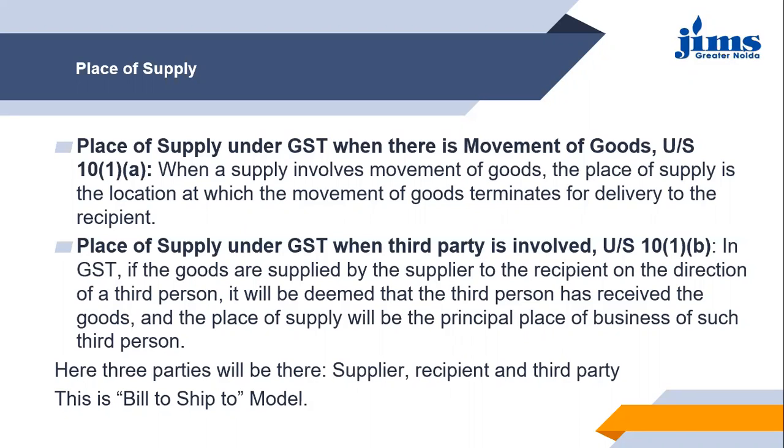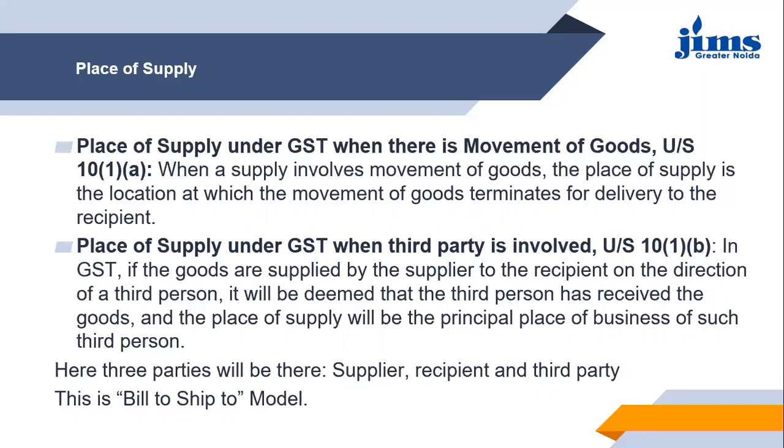So in this situation, what will be the place of supply? The recipient, the person who has ordered the goods, is in Delhi, and the person who will be receiving the goods on my orders is in Bombay, and the supplier is in Calcutta. So here you can see three parties are involved: the one who is supplying the goods, the one who is receiving the goods, and the one on whose instructions the goods have been moved. So the third party is the person on whose instruction the goods have been moved. The recipient will be the person receiving the goods in Bombay, and the supplier is in Calcutta. And me at Delhi, I am giving the instruction to the supplier to supply the goods to Bombay. So this Bombay person will be the recipient in this situation, and this whole structure is called the bill to ship to model.